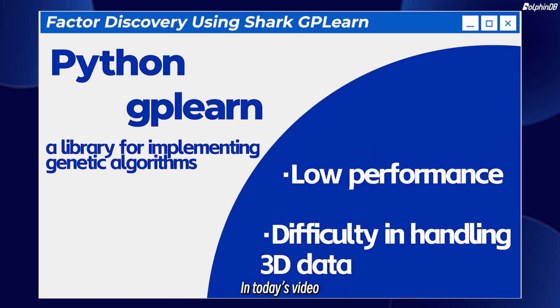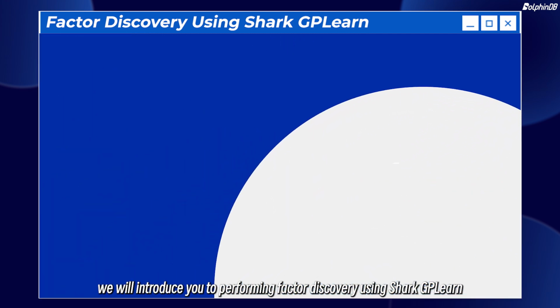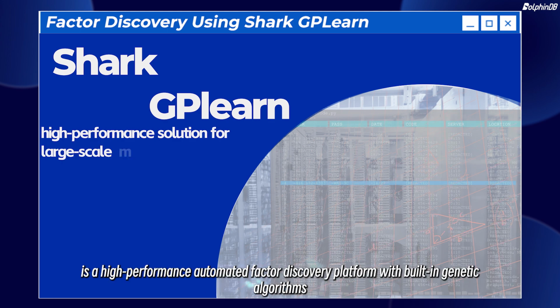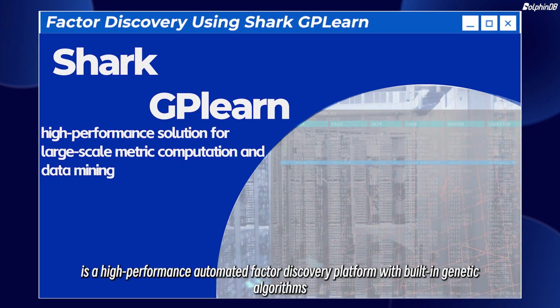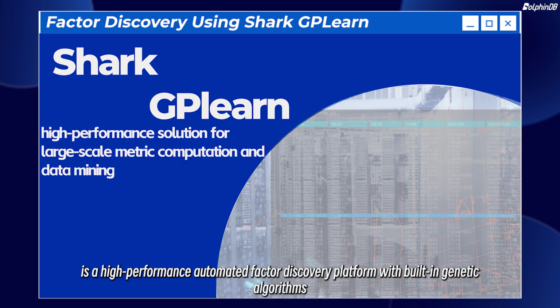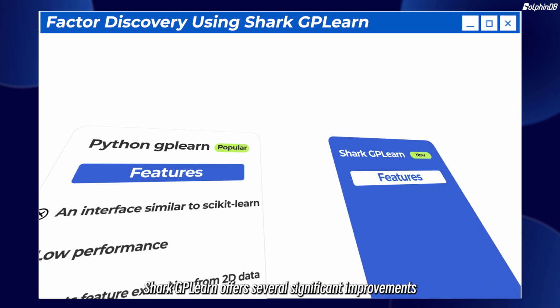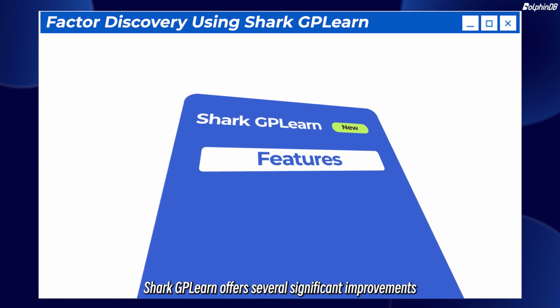In today's video, we will introduce you to performing factor discovery using Shark GPLearn. Shark, launched by DolphinDB, is a high-performance automated factor discovery platform with built-in genetic algorithms. Compared with Python GPLearn, Shark GPLearn offers several significant improvements.